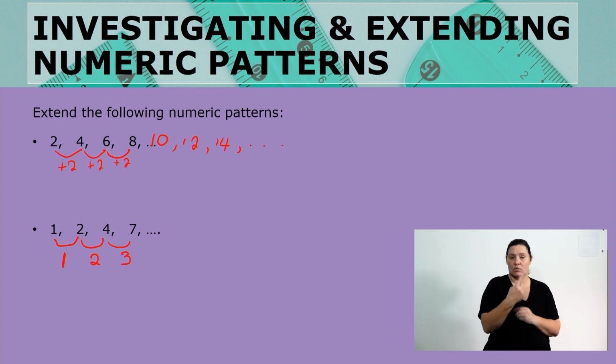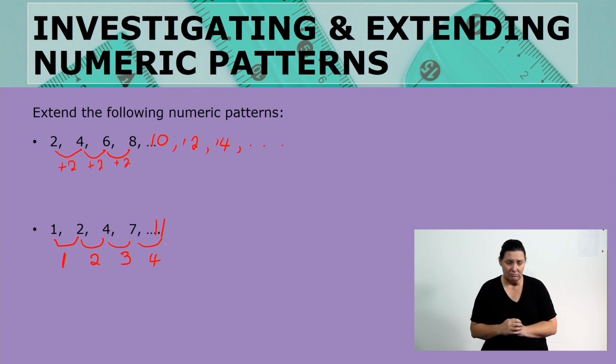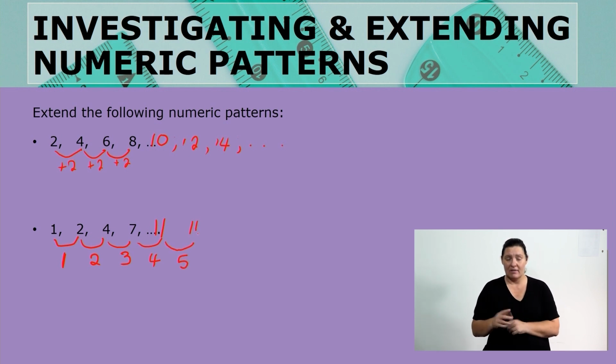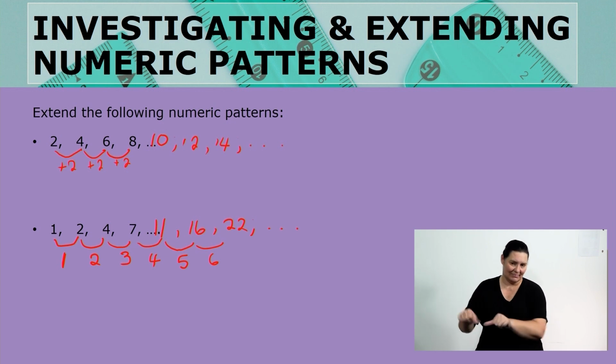So we started by adding 1, then we added 2, and then we added 3. So the next one, yes, you are correct. We are going to add 4. So when we add 4 to 7, we are going to get 11. The next one, we are going to add 5, and that is going to give us 16. And the next one, we are going to add 6, and that is going to give us, yes, 22. And again, you can continue that pattern however way you like.